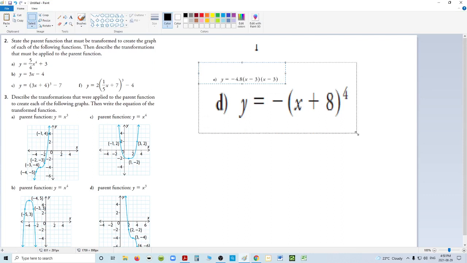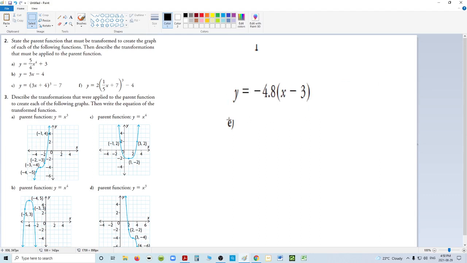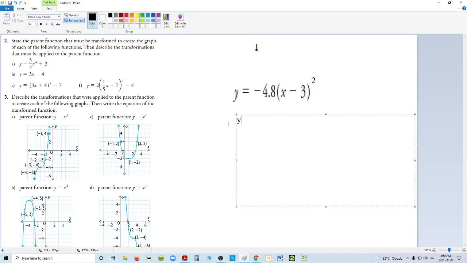All these are just more about how to interpret data properly. Now I'm going to just rewrite this in an easier form. I'm going to just rewrite this as squared, and we can see it a lot clearer this way. And we can just leave the -4.8 as a y translation. So we can first say y is stretched by a factor of 4.8 and reflected in the x-axis, which simply means you take all your y values and multiply them by -4.8 to get the new y values.